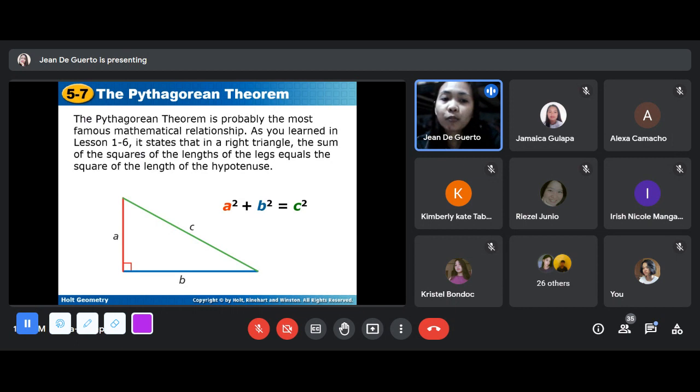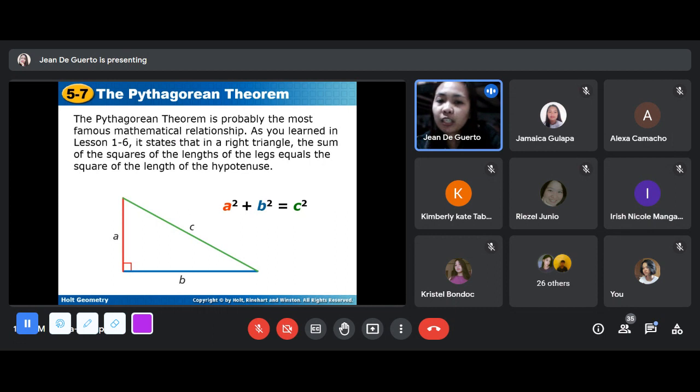The side opposite the 90-degree angle, which in this case is C, is the hypotenuse. Okay, so the hypotenuse is always the longest side of a triangle. So yung pinakamahabang side ng right triangle is called the hypotenuse. So the hypotenuse is always opposite the 90-degree angle.